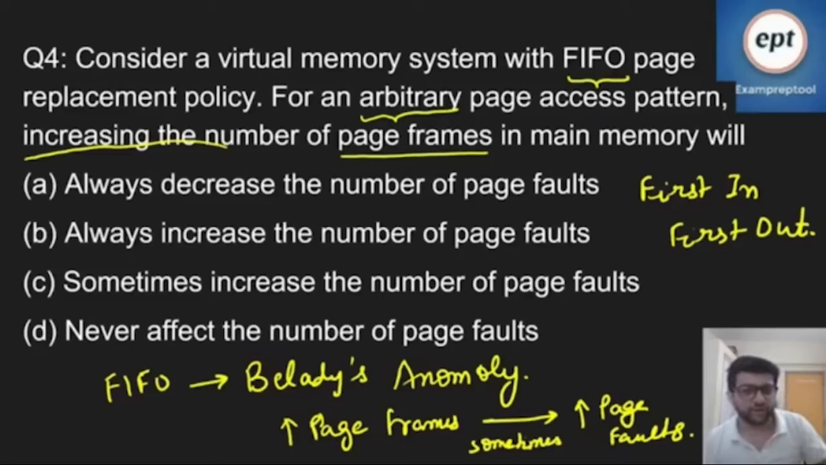So let's see the options. It says that increasing the number of page frames will always decrease the number of page faults. No, because increasing the number of page frames can sometimes increase the number of page faults as well, right? Second option says that it always increases the number of page faults. No, again, because it does not always increase, sometimes it increases the number of page faults. Yes, and this is what Belady's anomaly is. Never affect the number of page faults. Completely wrong, because increasing the number of page frames will definitely affect how many page faults there are, right?